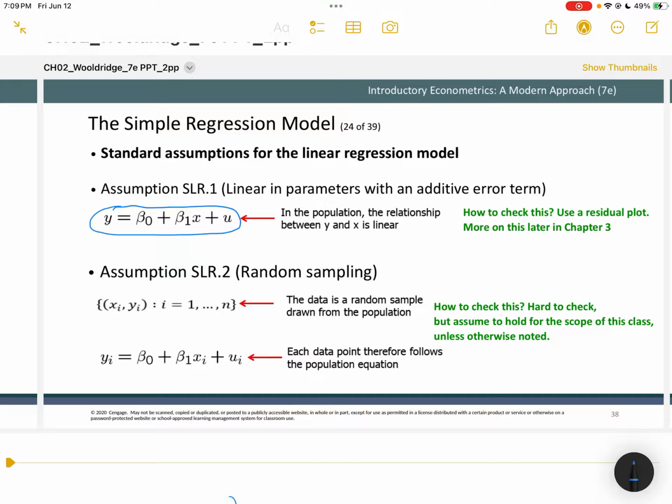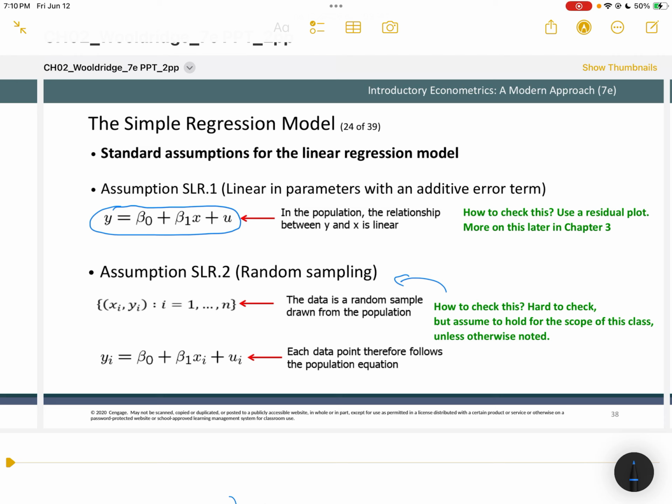The second assumption is that we have random sampling. Now, of course, how do you check if you have random sampling? For the scope of this class, we are going to assume we have random sampling, but in the future, when you're dealing with your own data set, you have to check and justify that there was random sampling. If there was no random sampling, that will be reflected in the econometric method that you use to analyze your econometric model.